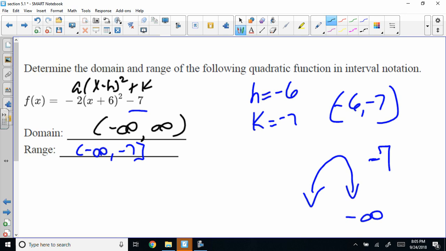I moved that comma down so that it didn't look like it was negative infinity and negative infinity, right? So, okay. Let's do another.